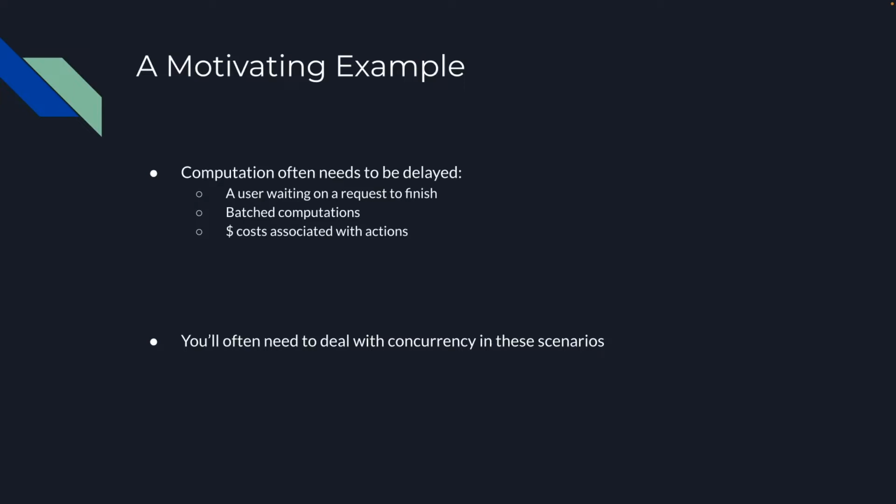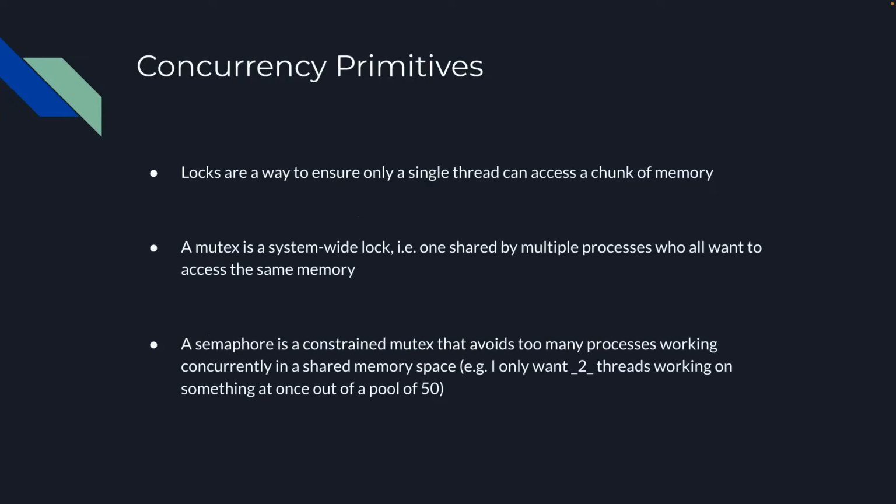But before we get to that, I'm going to take a little bit of a detour and talk about concurrency primitives. I think there are 3 primitives that a lot of people will hear. If you take a computer science concurrency class, you're going to walk away hating these 3 words: lock, mutex, and semaphore. Very simply, locks are a way to ensure that a single thread is the only thing that can access a chunk of memory.